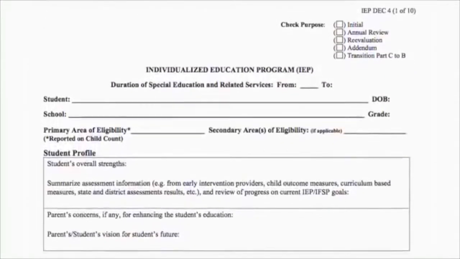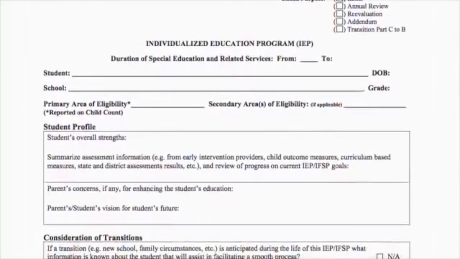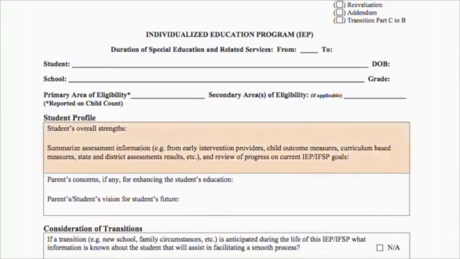Next is the student profile. Here the team talks about your child's strengths, results of assessments and evaluations, and reviews your child's progress on any current IEP goals. The profile also must include your concerns about your child's education and your vision for their future.